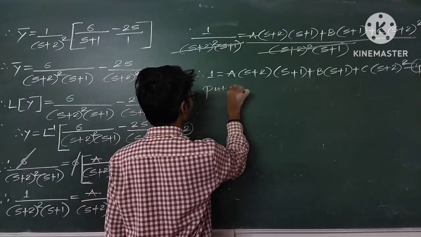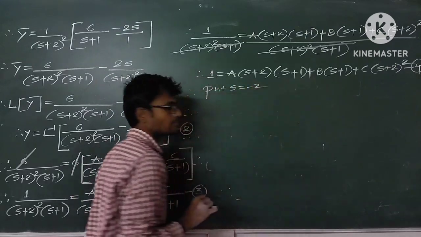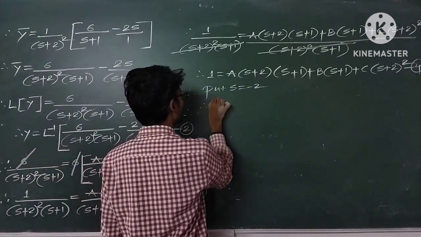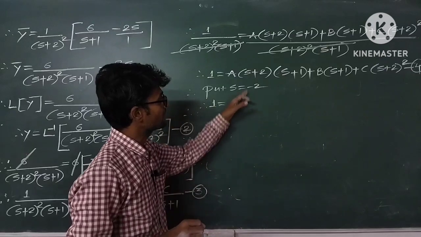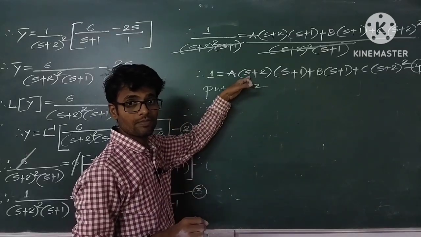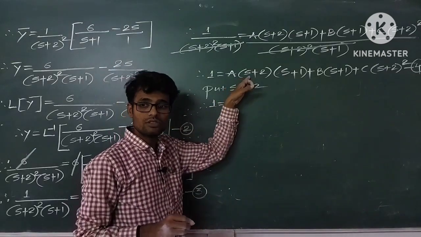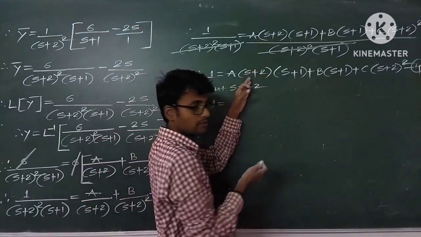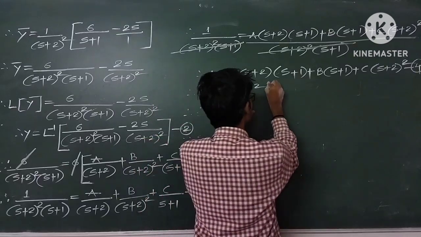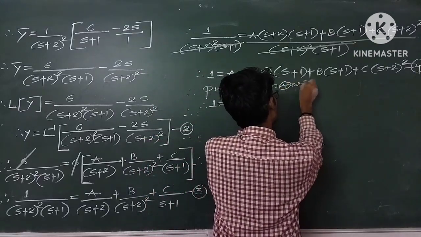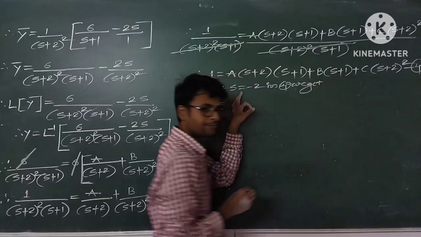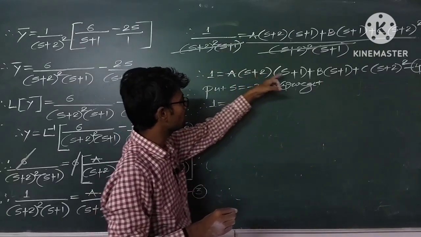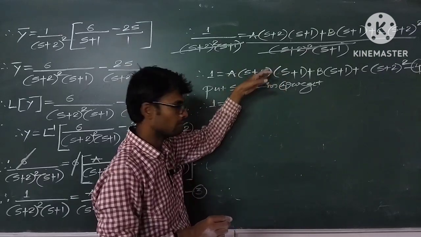So you take the value of s as minus 2. So therefore 1 is equal to, see, I am taking s as minus 2 in equation number 4. So now see, minus 2 plus 2 is 0, and 0 into A, the whole term is 0.